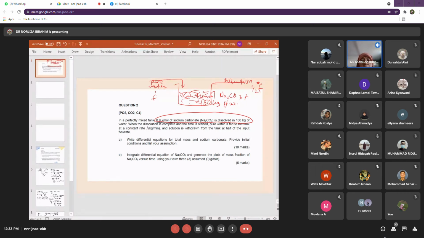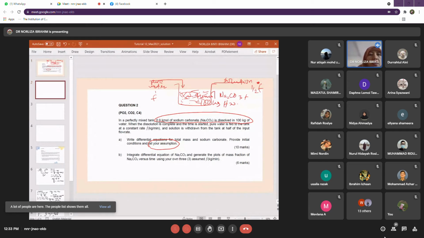Now, write differential equations for total mass and sodium carbonate. Provide initial conditions and list your assumption. If you go to the statement here, list your assumption, it's only one assumption. Please don't list many assumptions. There may be many assumptions you can think of, but only one is required. Now write the differential equation.